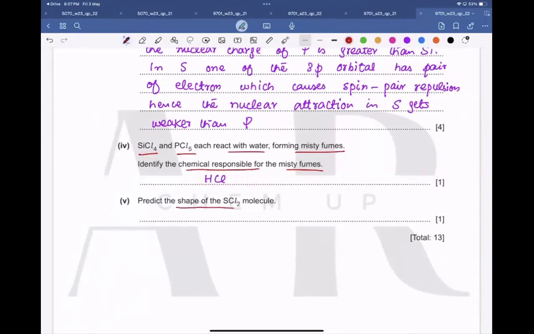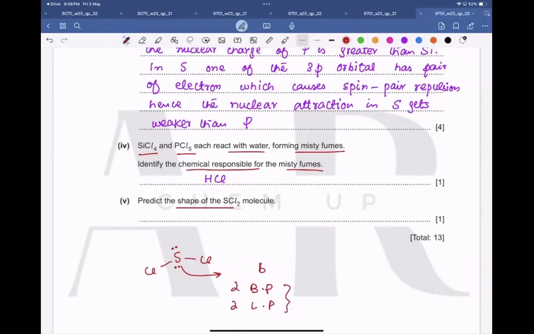Now, predict the shape of the SCl2 molecule. So in SCl2, sulfur is bonded to chlorine, right? Sulfur is the central atom. Sulfur is in group 6. If it's in group 6, you see there are two bond pairs. So two electrons are, yes, very good, Hassan, two electrons are involved in bonds. So two bond pairs, and there must be two lone pairs as well because there are 6 electrons. Out of 6, two are involved in bonds, and 4 are left, which means 2 lone pairs.